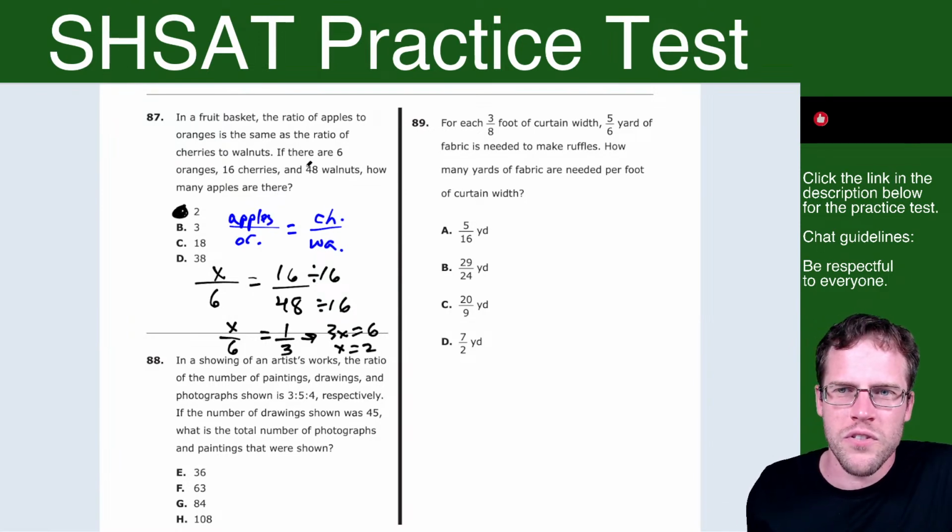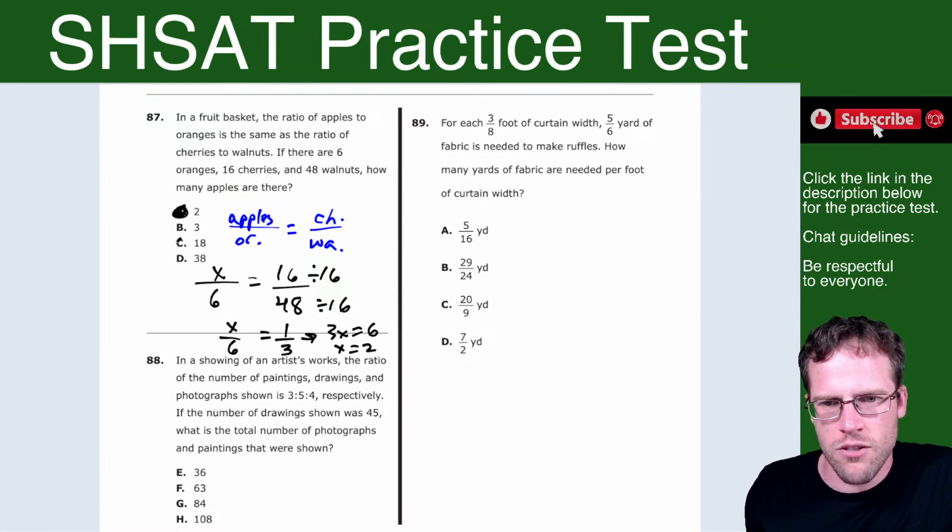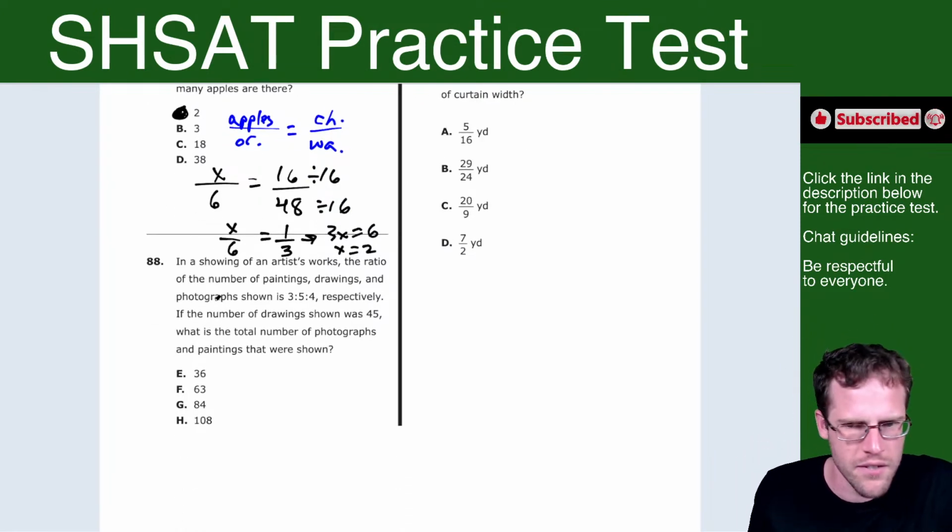So this one, all right, you set up the ratio, but then they scramble everything. So that's what makes this question annoying. Hopefully I didn't miss any details.